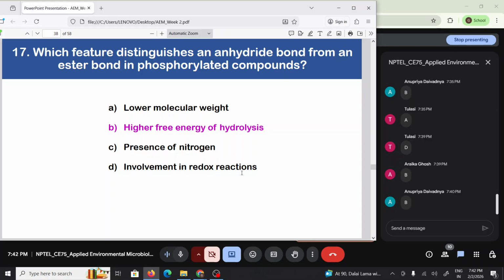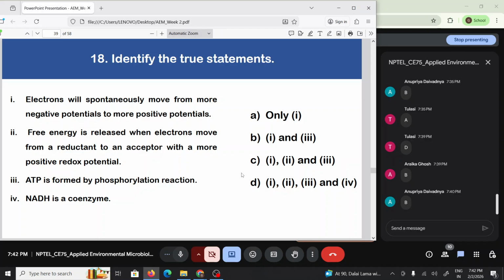And yes, they are present in energy transfer, and the molecular weight or the presence of nitrogen is not very important in this context. The most important thing in phosphorylated compounds is their association with energy storage, and for that you are very concerned about the high free energy of hydrolysis. Okay, and the next question is, identify the true statements from the following. This is based on electron transfer.